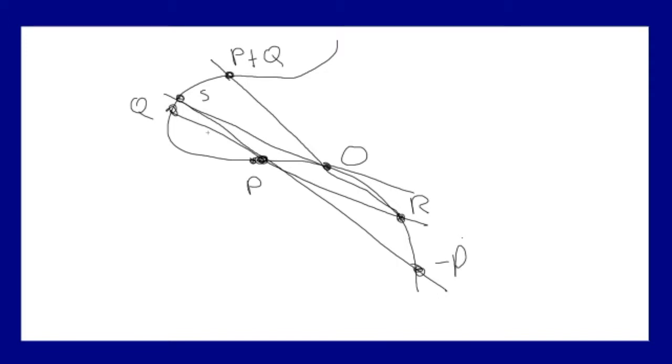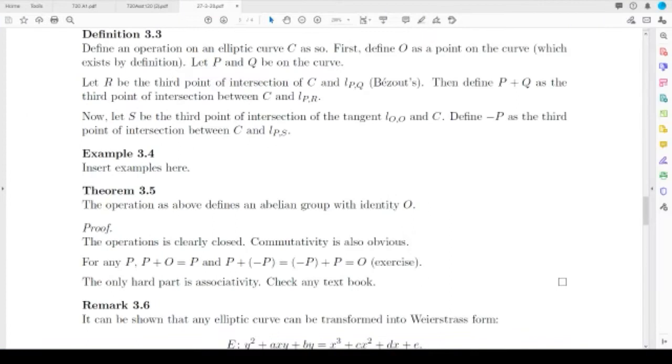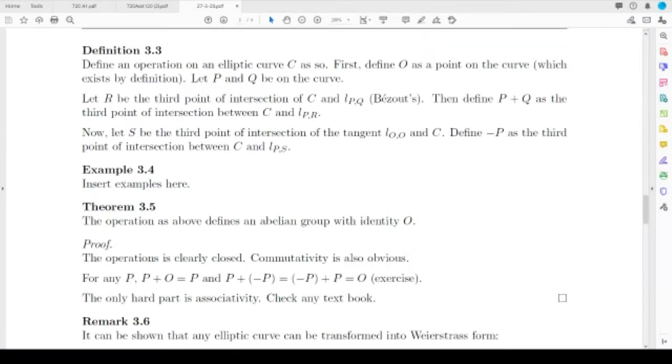So I claim this operation here makes it a group. Is everyone following me so far? I'll take that as a yes. So I claim that this operation.